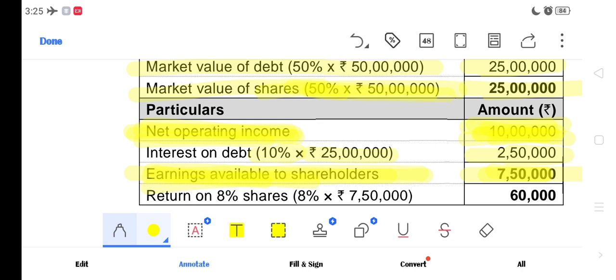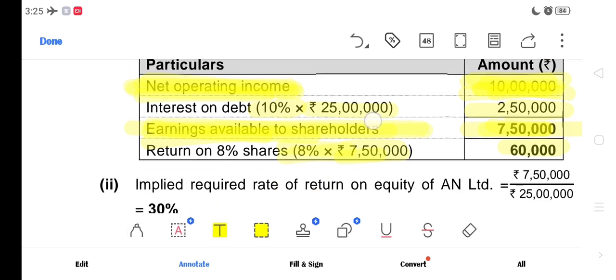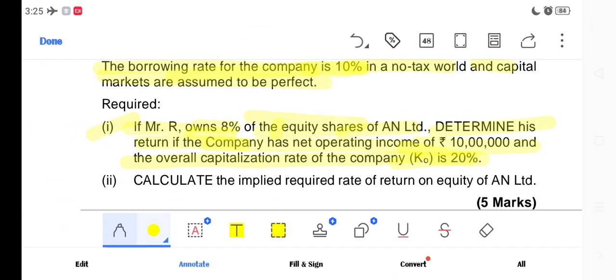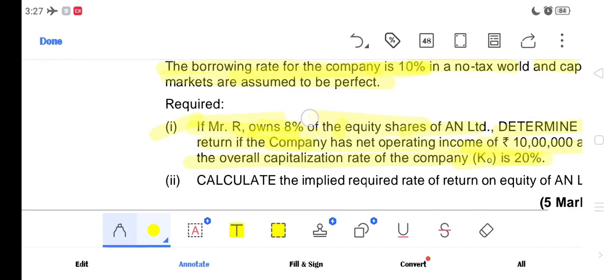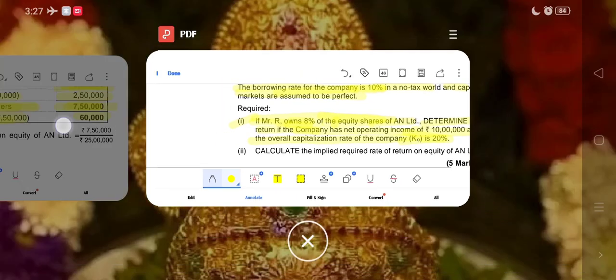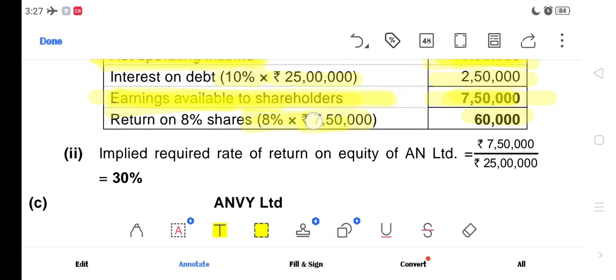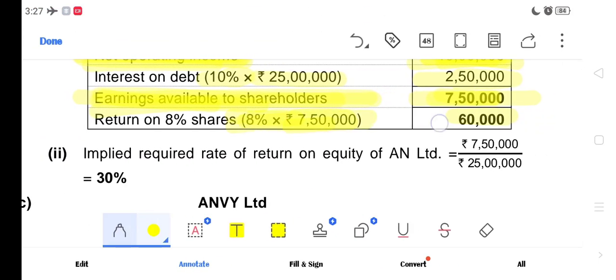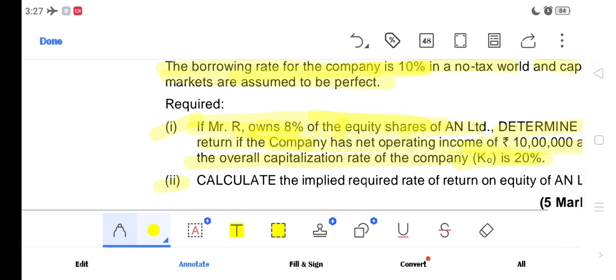So if 7,50,000 is their return, how much do I own? Only 8% of that return. So 8% of 7,50,000 only I have the rights to. So 7,50,000 into 8%, which is 60,000, goes to Mr. R, right? That's what he's asking. He says Mr. R owns 8% of equity shares, so that only we have calculated: 8% of 7,50,000. So 60,000 R gets, right? Now second bit, what is he asking?